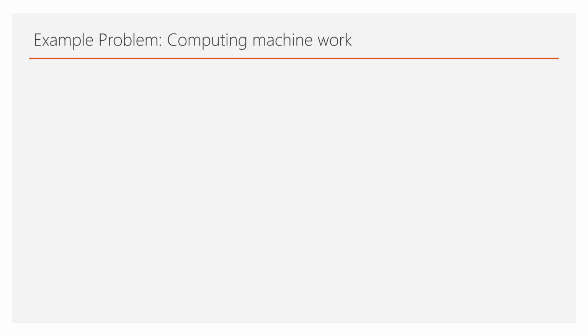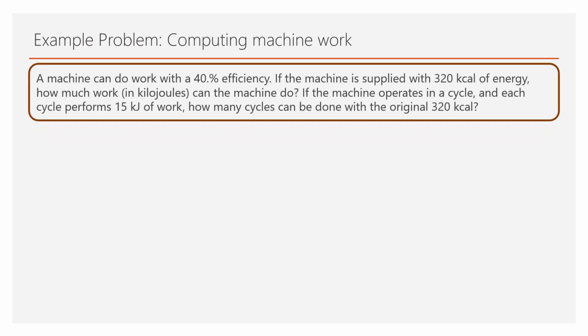Let's do another example problem of computing machine work. A machine can do work with a 40% efficiency. If the machine is supplied with 320 kilocalories of energy, how much work in kilojoules can the machine do? If the machine operates in a cycle and each cycle performs 15 kilojoules of work, how many cycles can be done with the original 320 kilocalories?